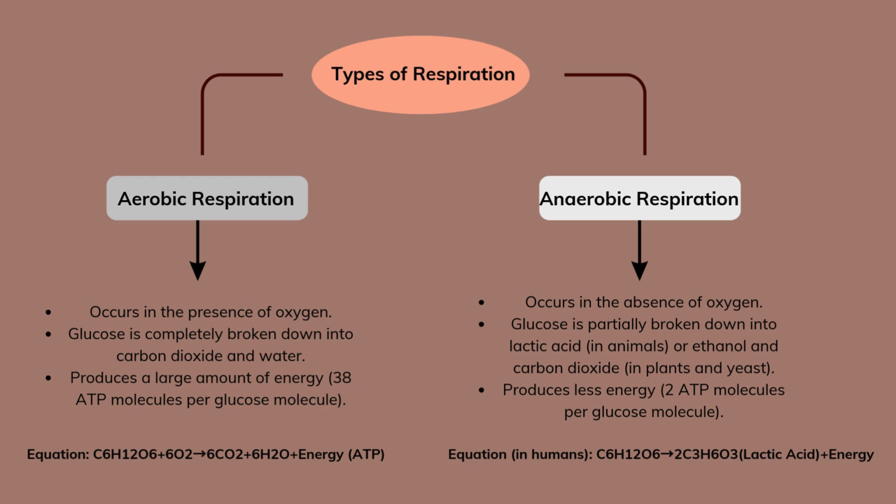Glucose is partially broken down into lactic acid in animals, or ethanol and carbon dioxide in plants and yeast. It produces less energy, 2 ATP molecules per glucose molecule.